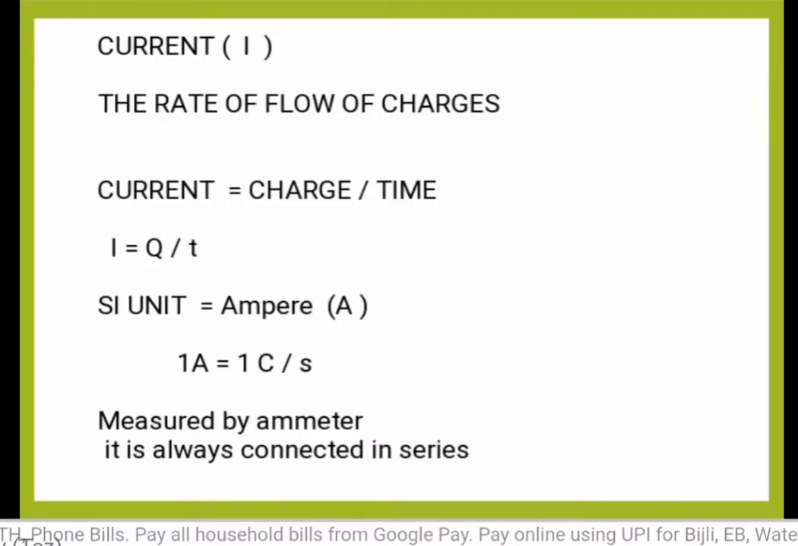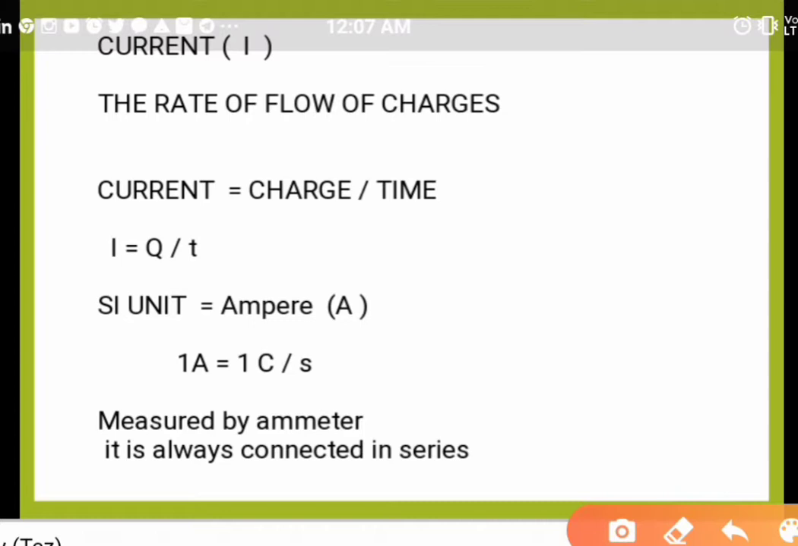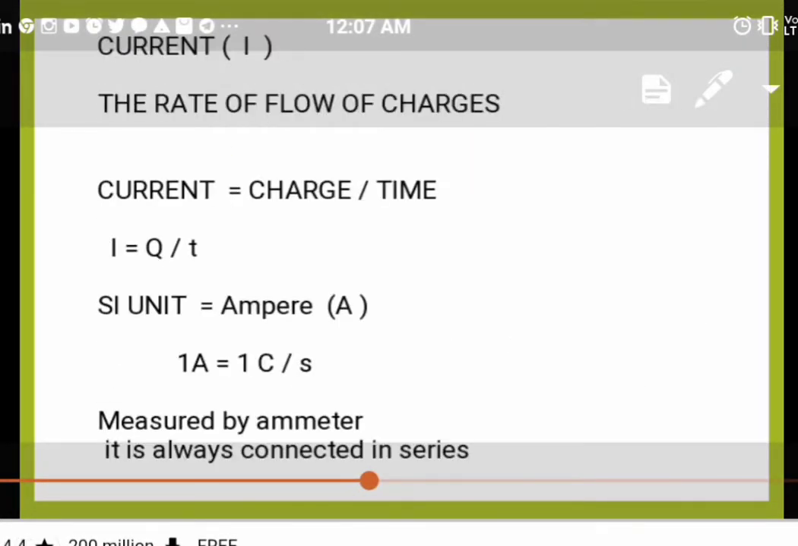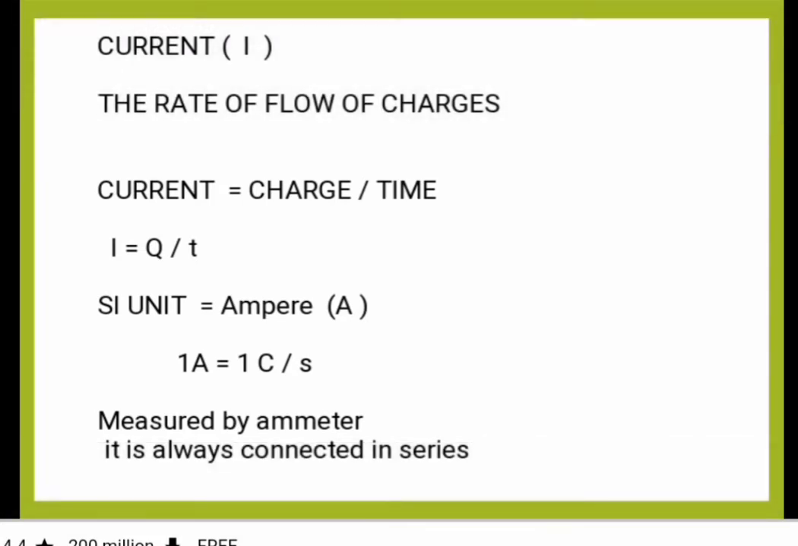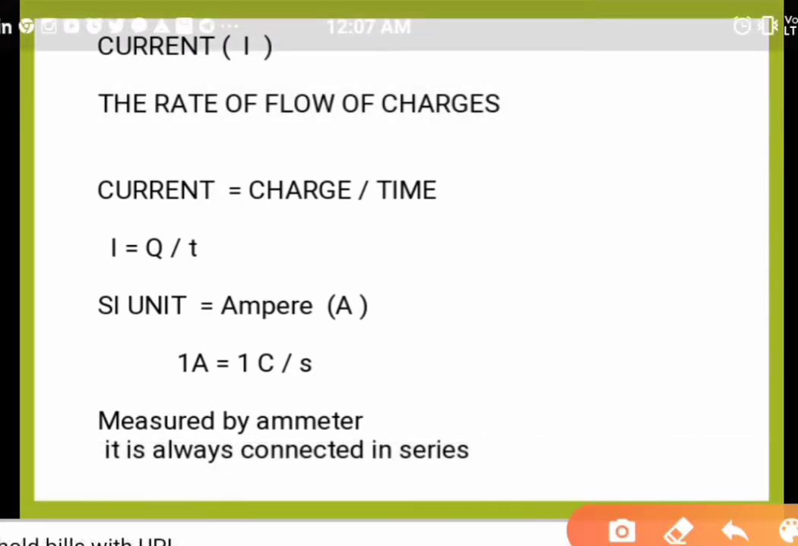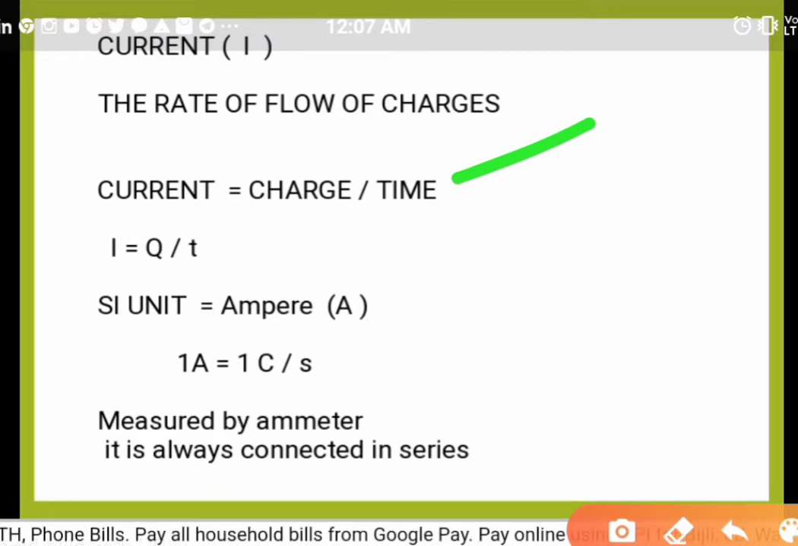Now current. The rate of flow of charges is known as electric current. When there is a flow of electrons, it means there is a flow of charges, and it constitutes current. Current equals charge upon time. Current is denoted by capital I, charge by capital Q, and time by capital T.